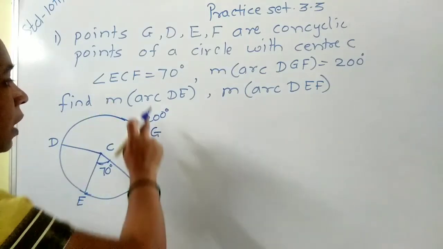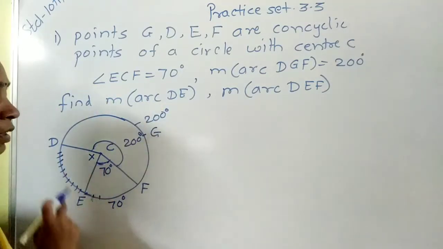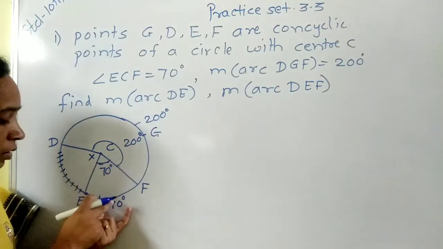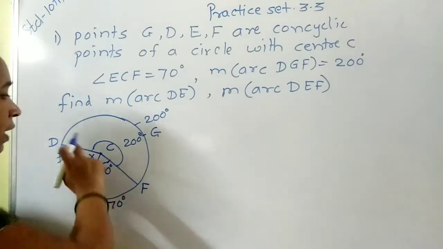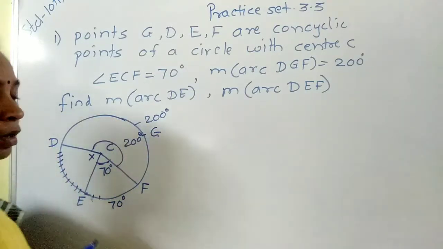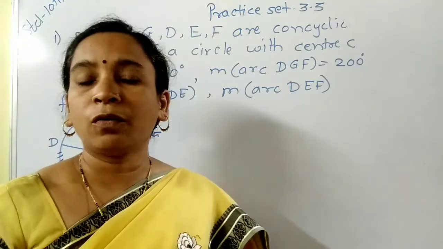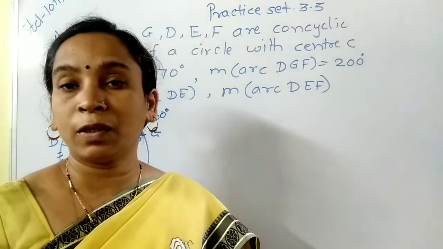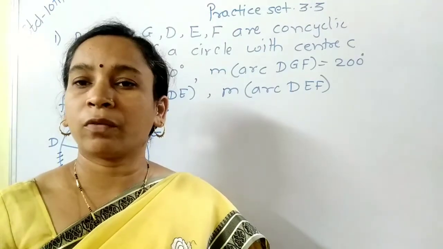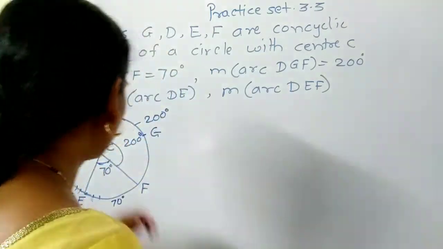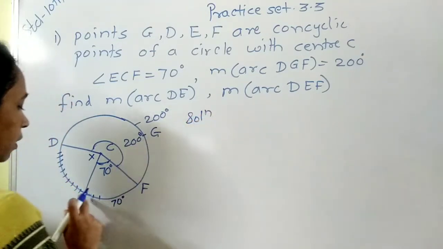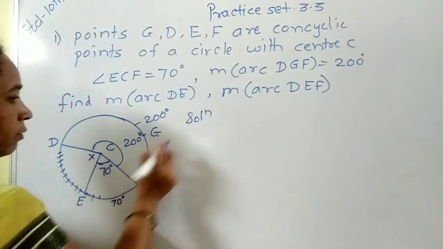Now we have to find arc DE. This angle is 70 degree, so the arc intercepted by this angle is also 70 degree. We have the measure of this and we have the measure of this, so now we can find the arc DE. Here we will use that the sum of the measures of the arcs is equal to the measure of a complete circle.